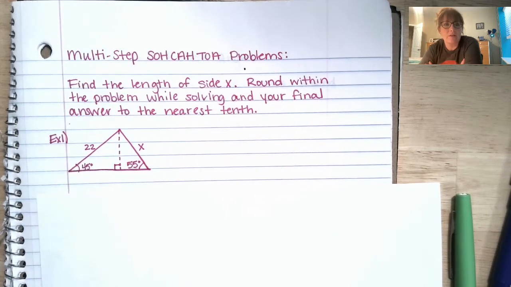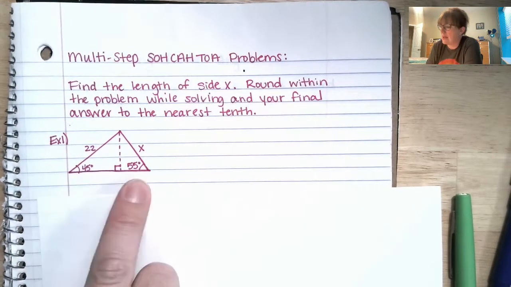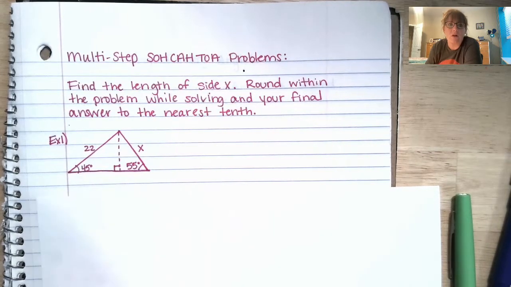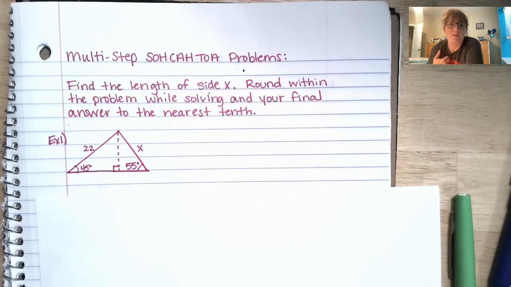Hi, we are going to solve multi-step SOHCAHTOA problems today. So we have this triangle that looks like it has two different triangles within it that we can break into. The directions say to find the length of x, round within the problem while solving, and give your final answer to the nearest tenth.